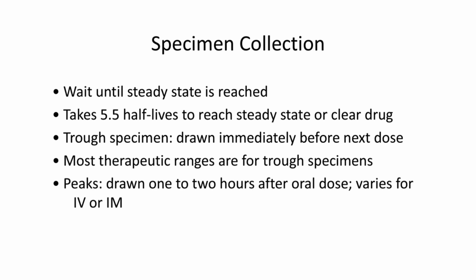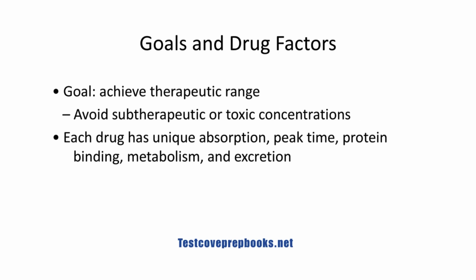Peak levels, on the other hand, are usually measured 1 to 2 hours after an oral dose, though the timing varies for intravenous or intramuscular routes. The goal of therapeutic drug monitoring is simple but critical. Keep the drug concentration in the therapeutic range. This means avoiding concentrations that are too low, which would be ineffective, and avoiding concentrations that are too high, which could be toxic. Each drug has its own unique characteristics: how it is absorbed, how quickly it reaches its peak, how much binds to proteins, how it is metabolized, and how it is excreted.